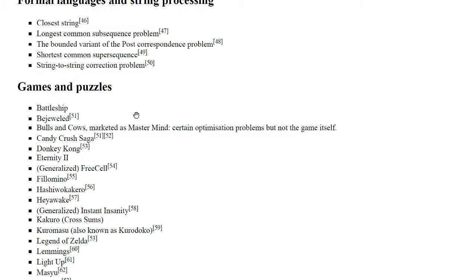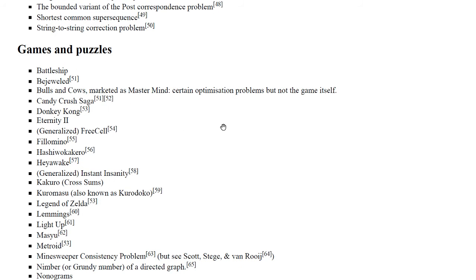Closest string. Battleship, Bejeweled, Candy Crush, Donkey Kong. Here's the good stuff, right? All of these, Legend of Zelda, and Metroid. All of these are somehow relatable to each other. If you could solve one of these in polytime, you could solve any of them in polytime. Because in polytime, we can change Metroid into Legend of Zelda into Lemmings. And if we have a solution for TS, we could change any of these into TS in a polynomial amount of time and then solve the TS problem.